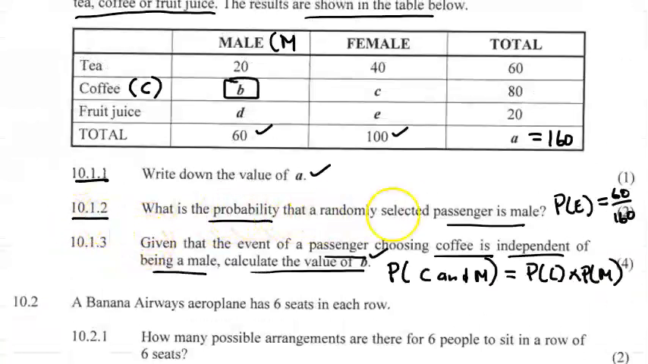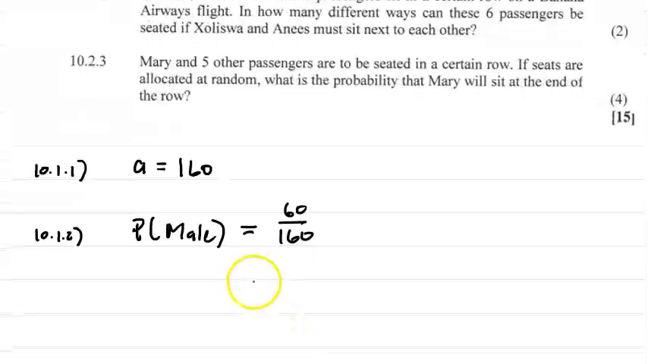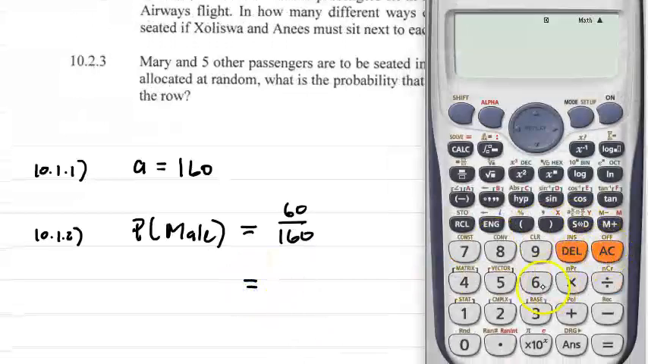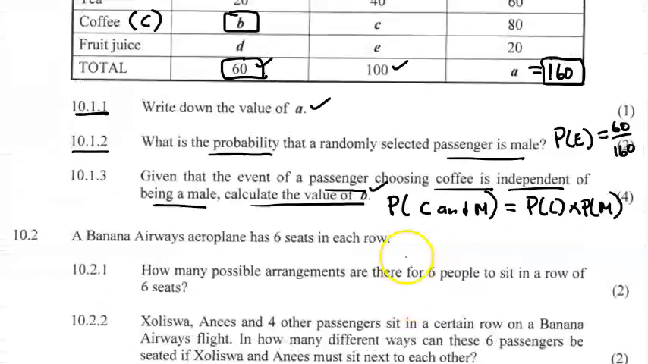10.1.2, what is the probability that a randomly selected passenger is male, and what did we say? That one will be the probability of male is the total number of males, 60, over the total number of people on the plane, which is 160. So we can write down 10.1.2, the probability of male equals 60 over 160. That's equal to, so let's simplify that, 60 over 160 is 3 over 8. So therefore the probability that someone is a male is 3 over 8.